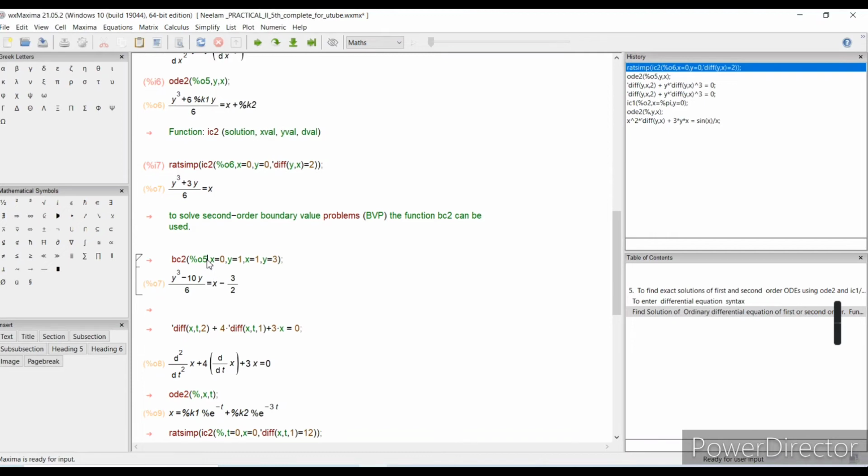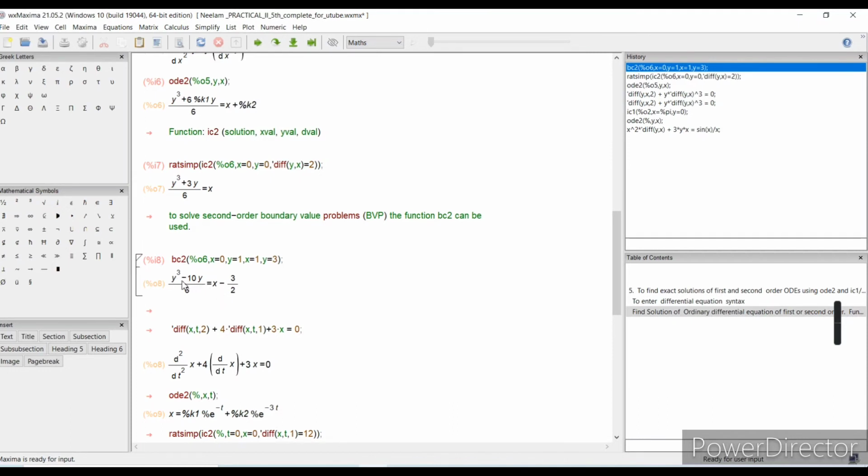So first you will write this label here, output 6, and you want to write y at 0 is equal to 1. So how to write this one? You will write first independent variable x is equal to 0 and the corresponding y value becomes here 1. Then you will write x equal to 1, y is 3. It means y at 1 is equal to 3. Shift enter. I already ran this, that's why you are seeing the output here.